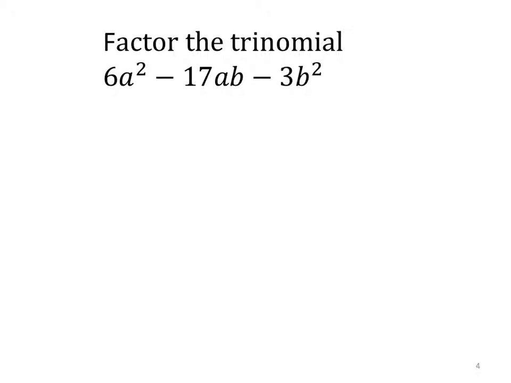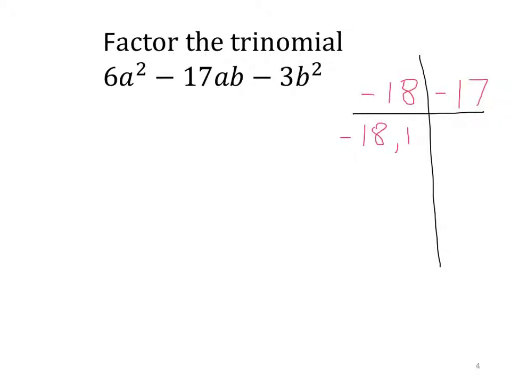And in order to do that, we need to find two factors whose products are 6 times negative 3, which gives us negative 18. And these factors have to add to give us negative 17. So when they're close like that, you know it's going to be negative 18 and positive 1. When they add to negative 17.